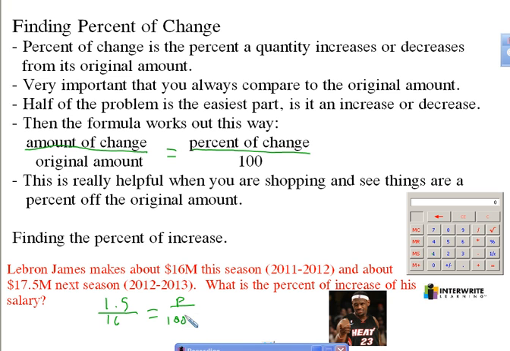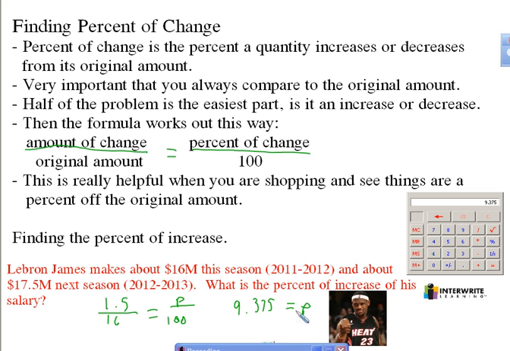If we look here, I added a new feature in my calculator, so we can figure this out. It's going to be 1.5 times 100 is equal to 150 divided by 16. This is just regular cross multiplying. And you end up with your percent answer being 9.375% change. So that's a 9.375% increase. That's equal to the percent of change.